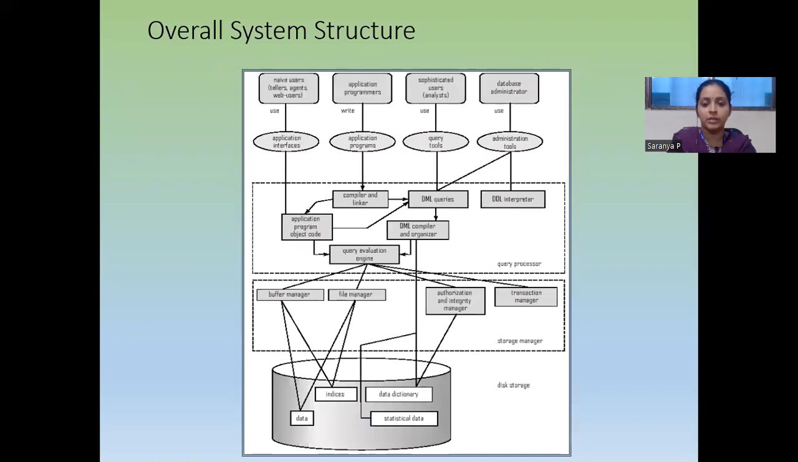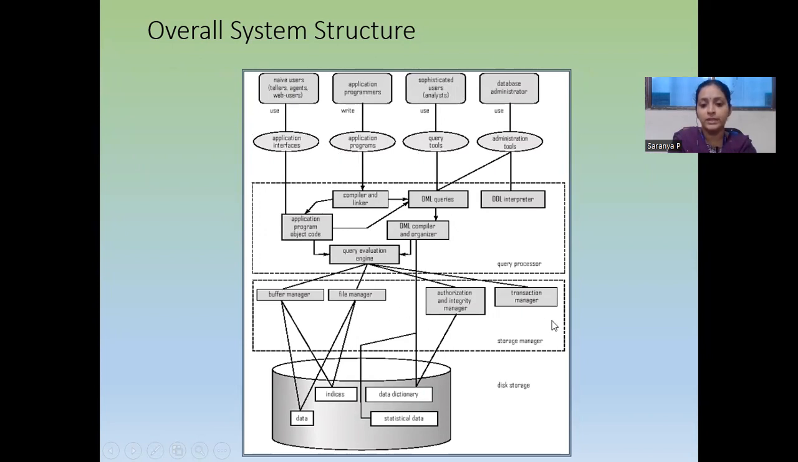See this diagram, it will elaborate the overall structure of a database system. In this, the first part is there are different types of users with the database. Naive users, application users, sophisticated users, database administrator. Each of these users has their own type of interface to access the actual database. So this is the outer layer where users are trying to access the database through their own tools or interfaces. And this is the query processor part. Here the actual query gets translated into machine understandable format.